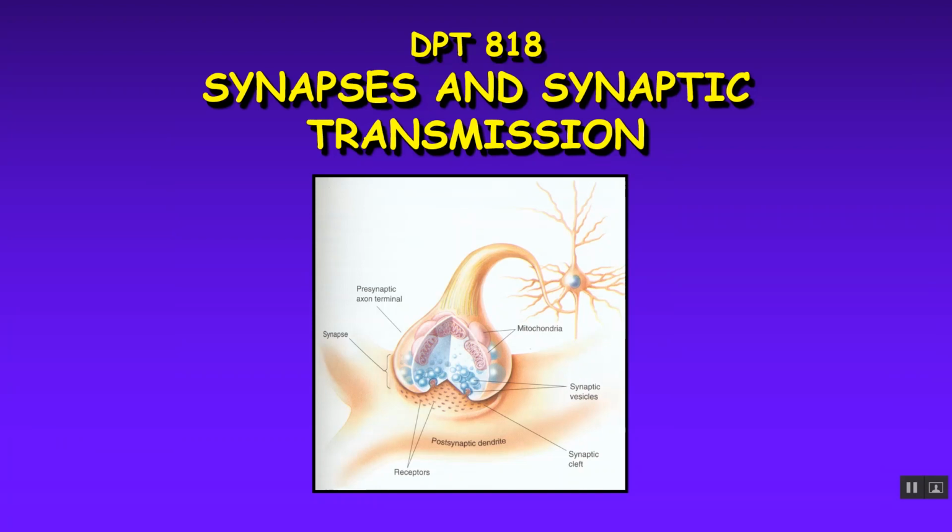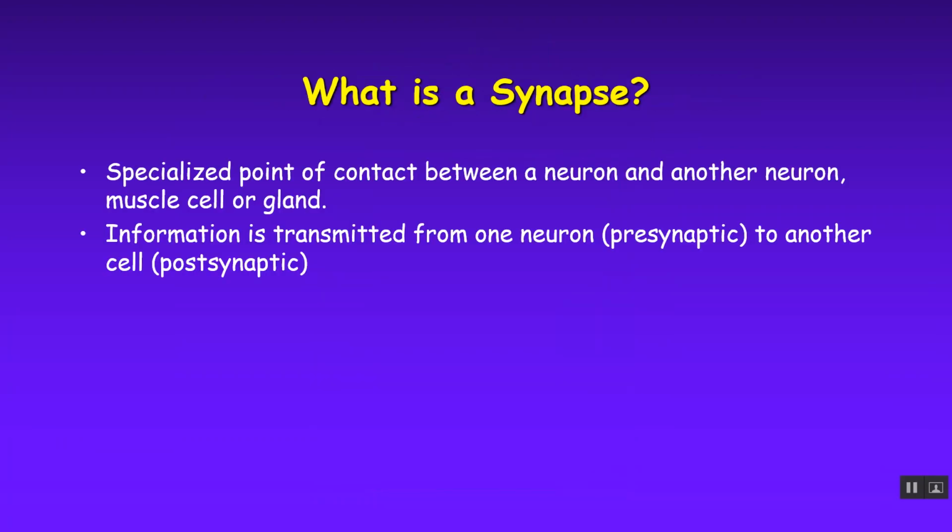To the heart, so that's what we're talking about. Synapse is synaptic transmission. What is a synapse? Just a specialized point of contact between a neuron and another neuron, or a muscle cell, or possibly a glandular cell. It's how information is transmitted from one neuron to another, from a presynaptic terminal to a postsynaptic terminal or membrane.